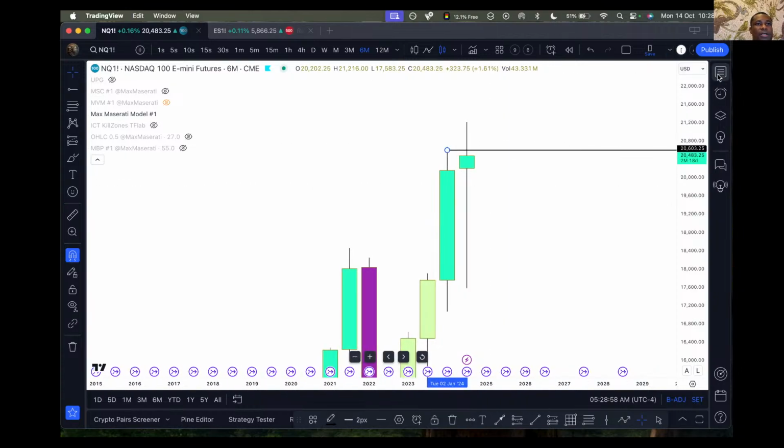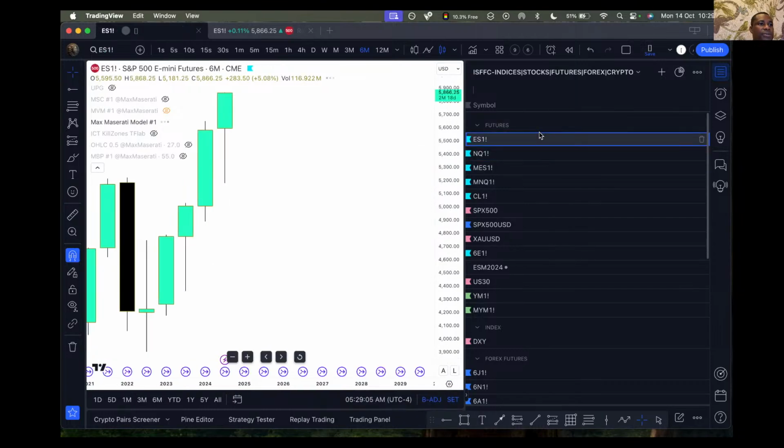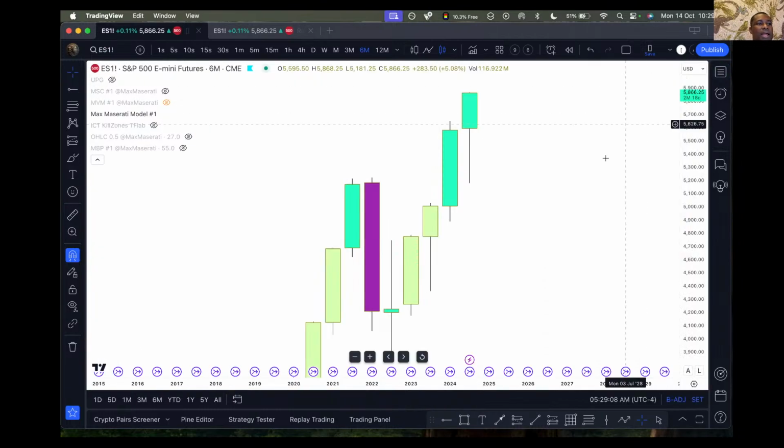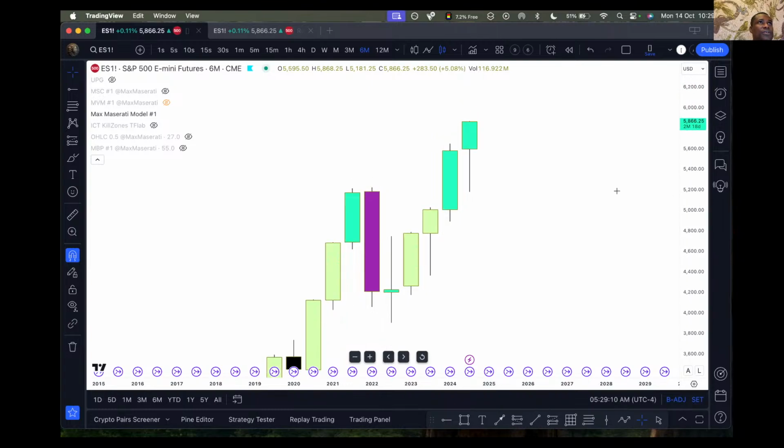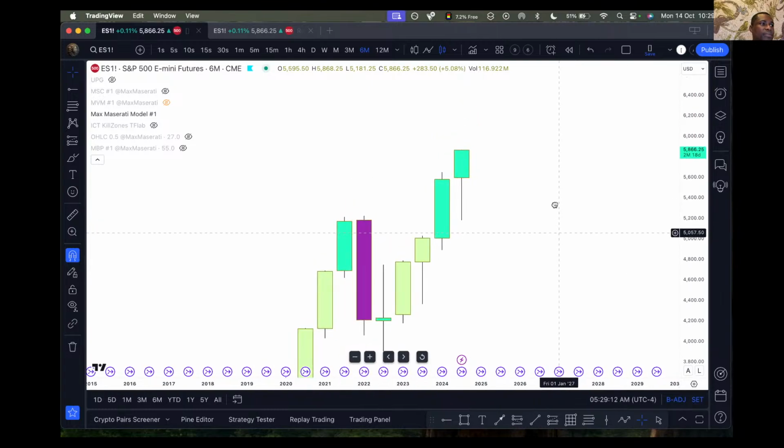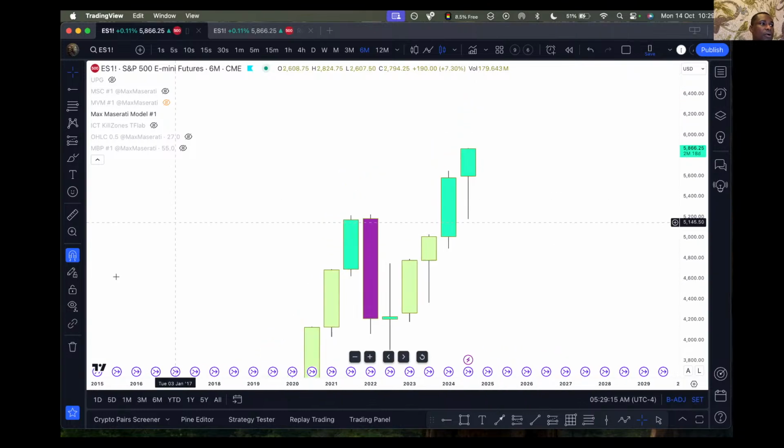No, this is NQ. Let's just do the analysis on NQ. Okay, since I talked about ES, let's do it on ES. But I know most of you like NQ, so one day I'll be doing a full analysis on NQ for you guys. Okay, here we go. As you can see here, 6 months is fully bullish. Okay, and the yearly is fully bullish. There's no doubt about it.